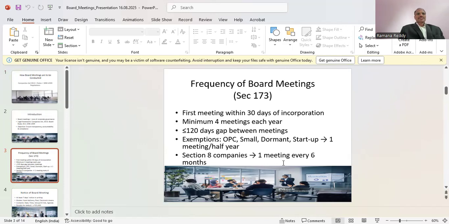And for Section 8 companies, at least 1 meeting is needed for every 6 calendar months. This is for Section 8 companies.